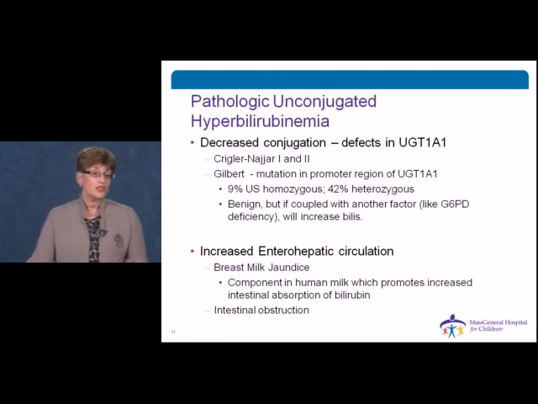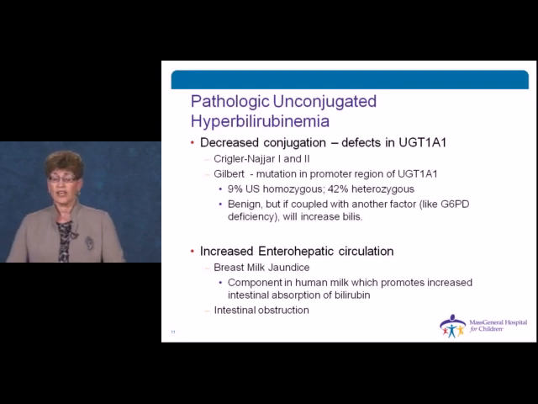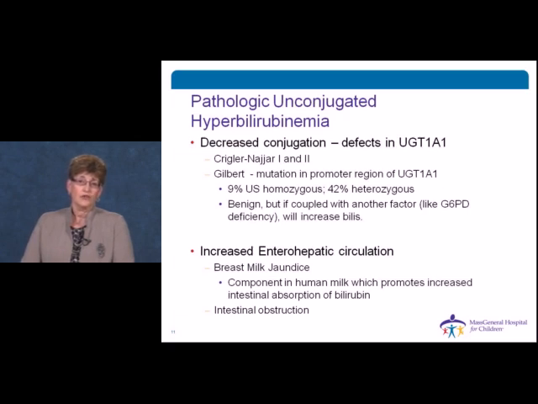Also, decreased conjugation. So we said before that there is decreased conjugation relatively in neonates, but then defects in the enzyme which does the conjugation, UGT1A1, can lead to increased bilirubin. So Crigler-Najjar 1, which certainly leads to very high bilirubins, needs to be evaluated for in cases of really high bilirubins that persist and need to be treated actively. And then Crigler-Najjar 2, which is a partial deficiency of the enzyme, and so generally can be treated medically with phenobarbital.